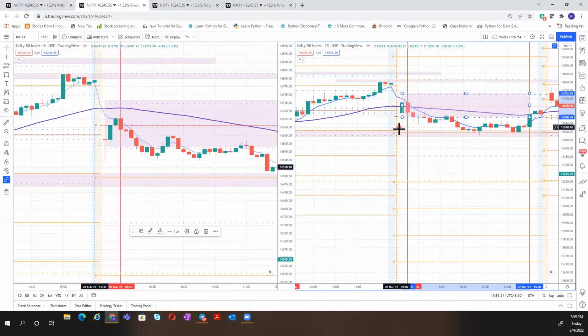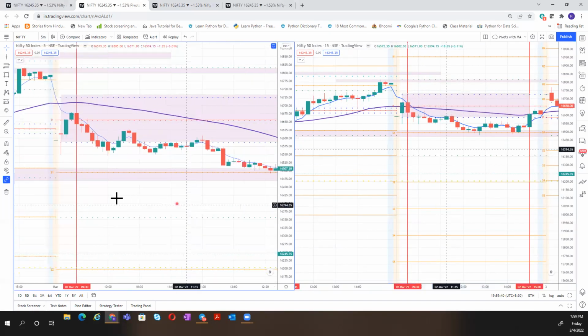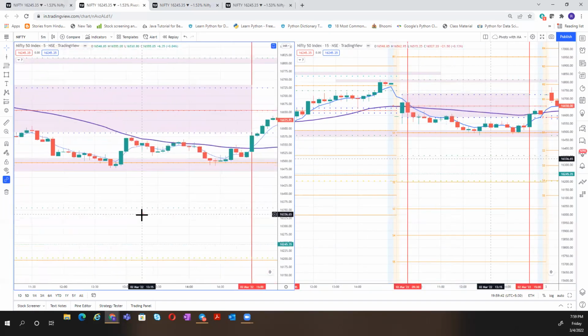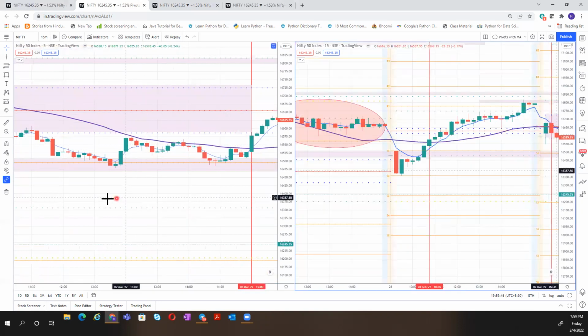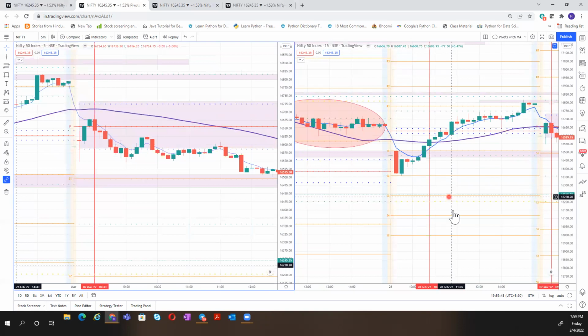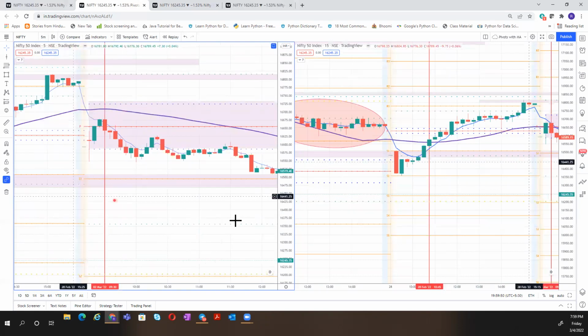What happens here? First 15 minutes goes up, second 15 minutes break the 50 MA, and see what happens on 5 minutes. Market just went down. It is taking resistance at 50 MA. Now this one, this is 28th February.